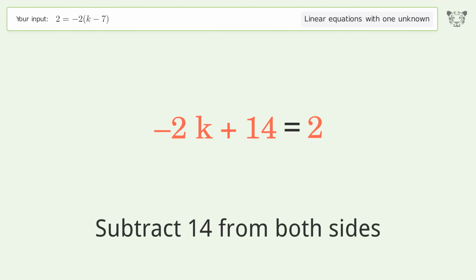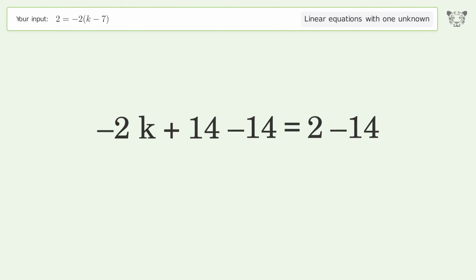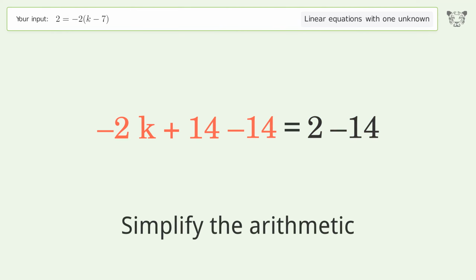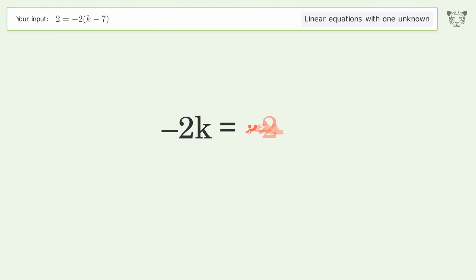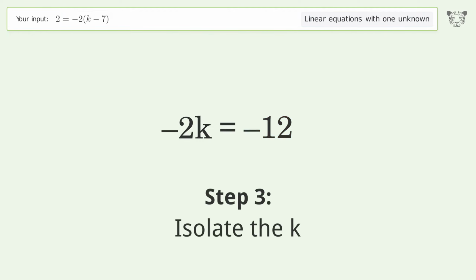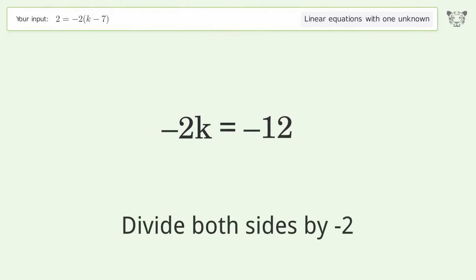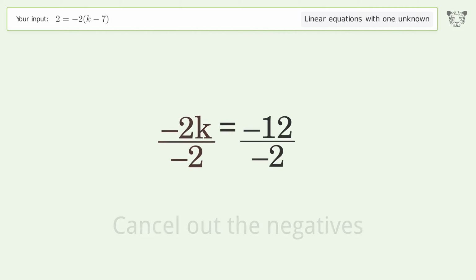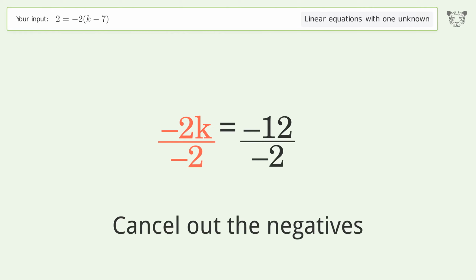Subtract 14 from both sides. Simplify the arithmetic. Isolate the k. Divide both sides by -2. Cancel out the negatives.